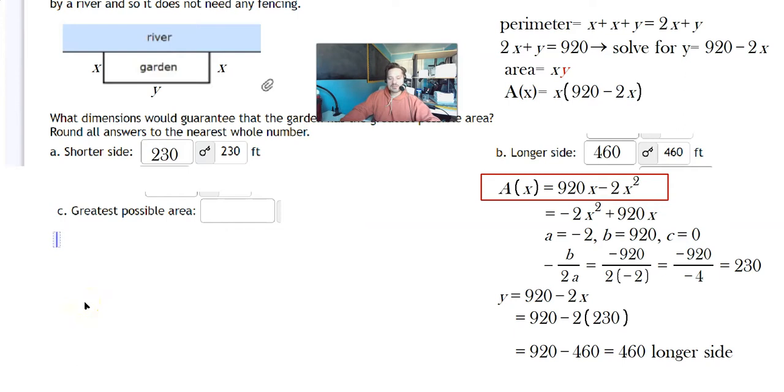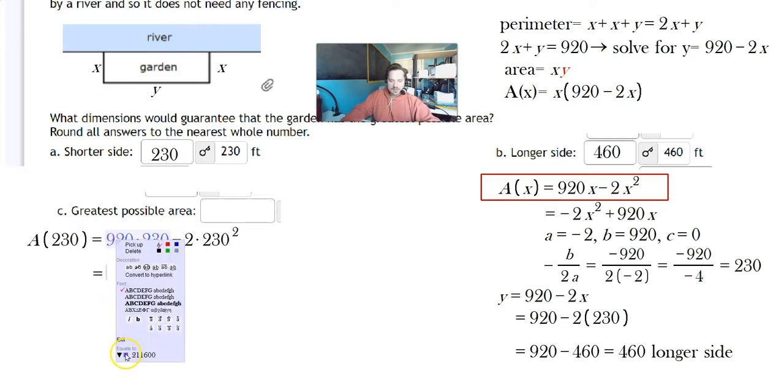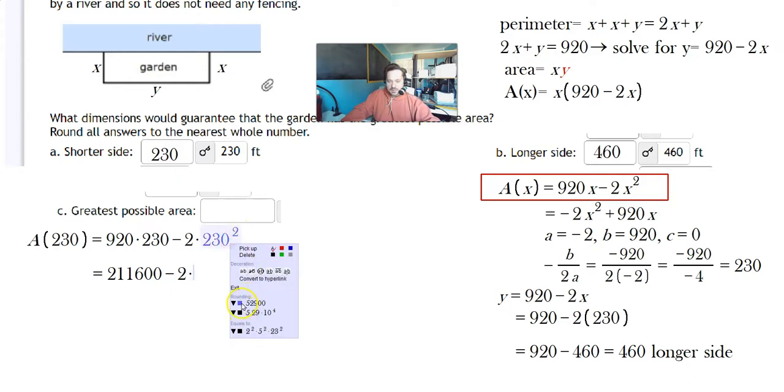Now let's find the greatest possible area. So that means you evaluate the function at 230 this way. So I'm going to have 920 times 230 minus 2 times 230 squared, and then you work through this. In practice, numbers get big, or they have a lot of decimals, they get messy. So this thing is 211,600 minus the 2, then you're going to square the 230. That's going to give you that number right there, 52,900.